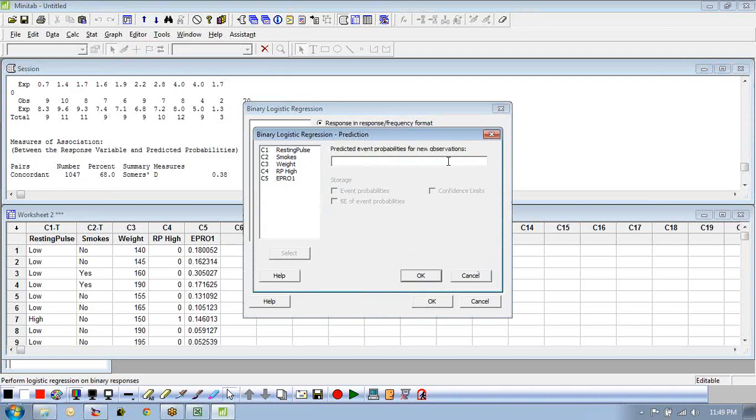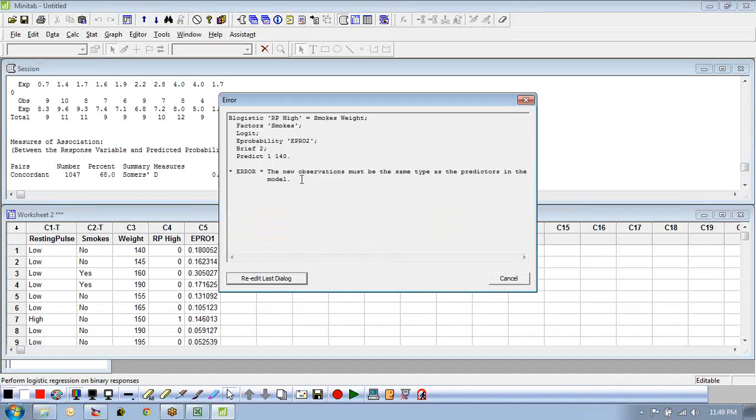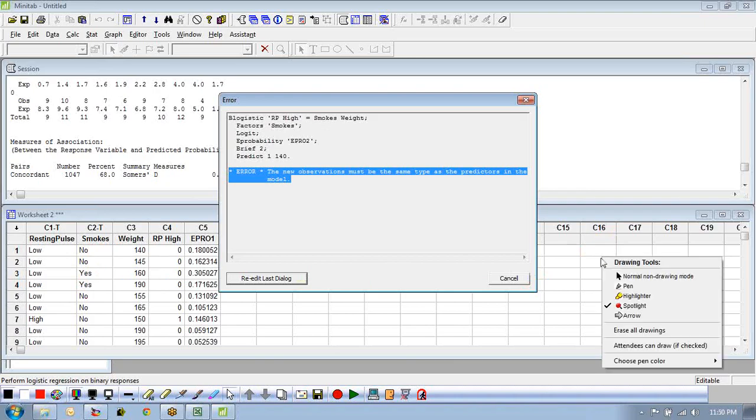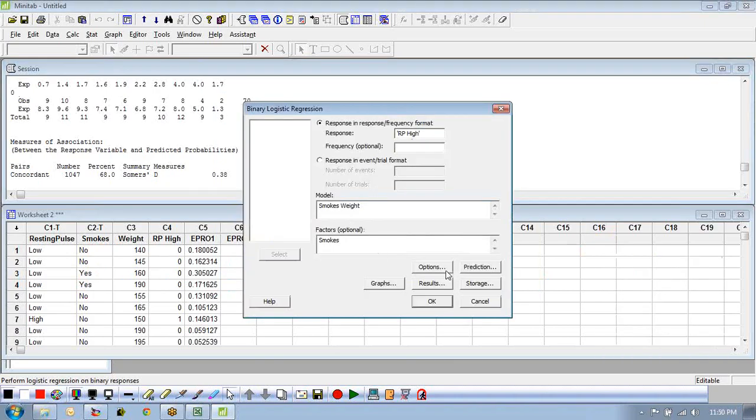Okay, I'm going to make a mistake here on purpose, but if I wanted to say they do smoke and they weigh 140 pounds, what would I predict was the probability that they had a resting pulse that was high? If I click OK, it's going to complain at me. It says new observations must be the same type as the predictors. Well, if we look over here for just a moment, where my spotlight is, you'll notice that smokes is a yes or no variable, and I put a 0 or a 1, and yes, it's that touchy. So we have to actually do that.